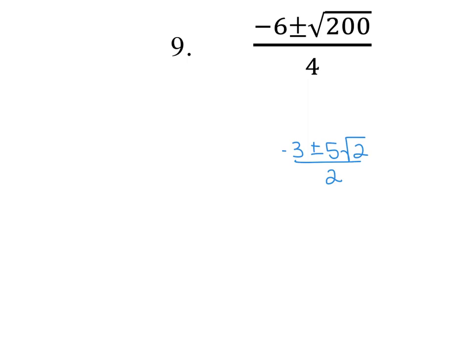Now this plus and minus sign is just an abbreviated way to write 2 different answers. The answers here would be -3 plus 5 square roots of 2 over 2, and then -3 minus 5 square roots of 2 over 2. So those 2 answers are abbreviated by this little plus or minus symbol. Don't let that symbol scare you. I should have mentioned that in number 8. But this is your final answer.